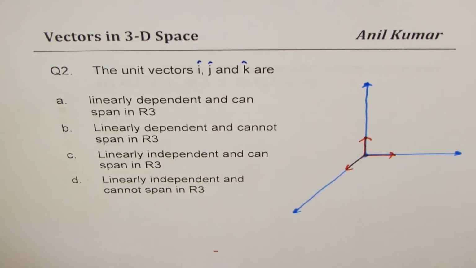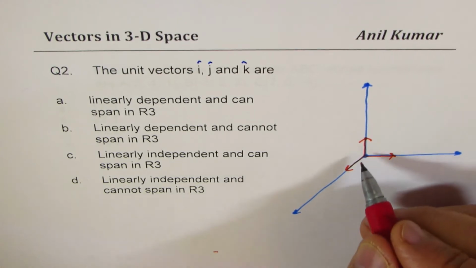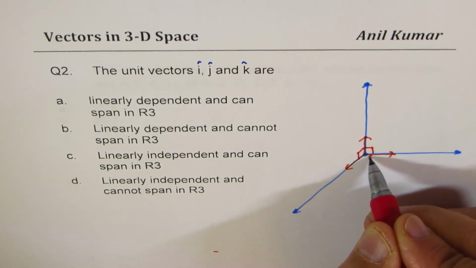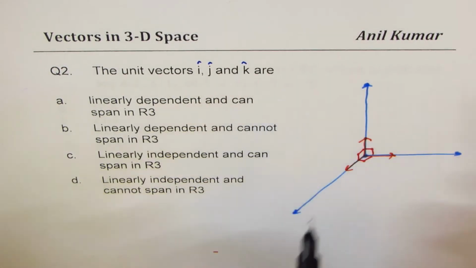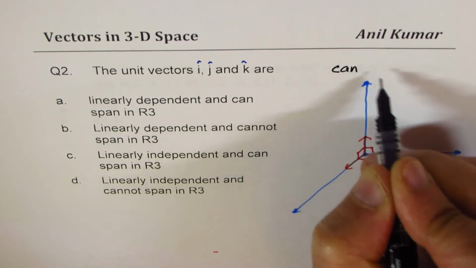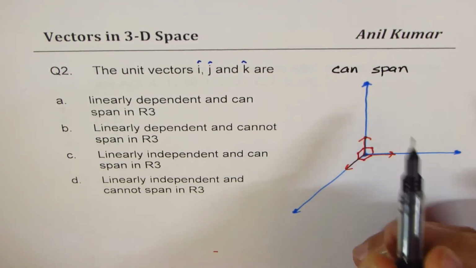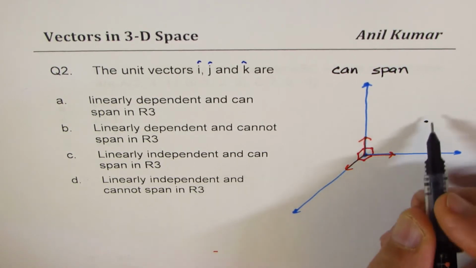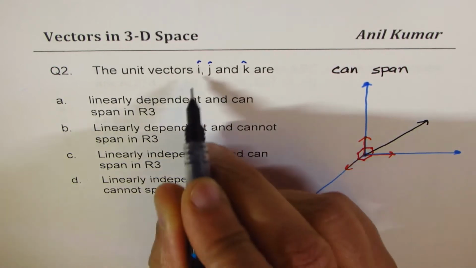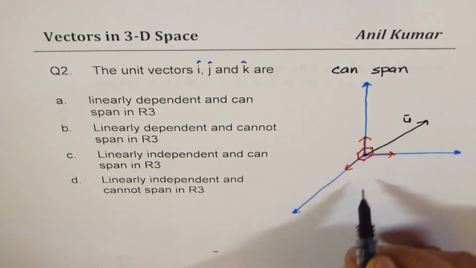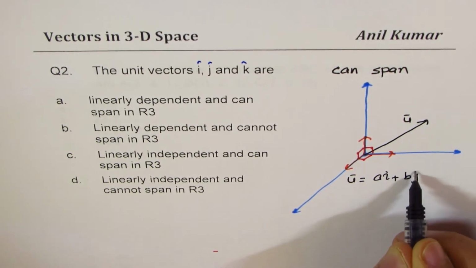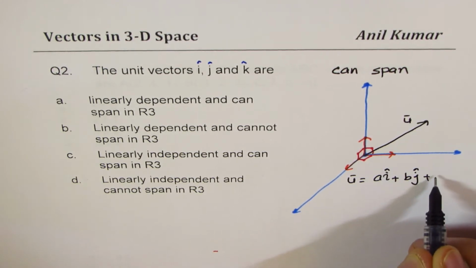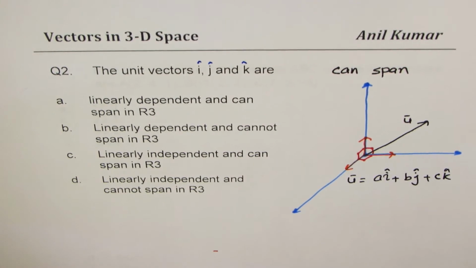So these are IJK vectors. You can see that they are not in the same plane. They are not coplanar, right? They are actually at right angles to one another, as you can see here. They are not coplanar. And what you can do here is you can write any vector as a combination of these three. That means they can span. So they can span. Span basically means that any vector in this space could be written as a combination of IJK. That is, if this is my vector u, I could always write u as a times i plus b times j. These are unit vectors, plus c times k. Do you see that? I could write all this.